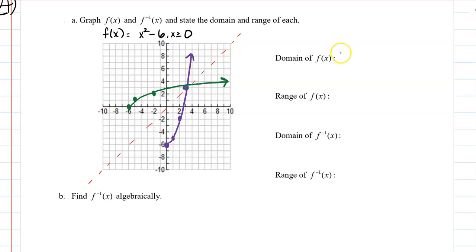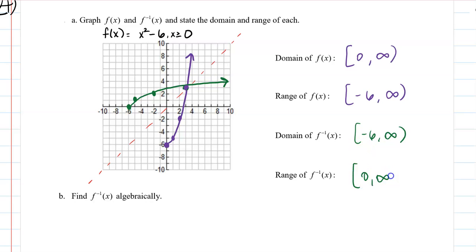The domain of f is 0 to infinity. The range of f is negative 6 to infinity. The domain of f inverse is negative 6 to infinity. And the range is 0 to infinity. Once again, there's that connection between those.